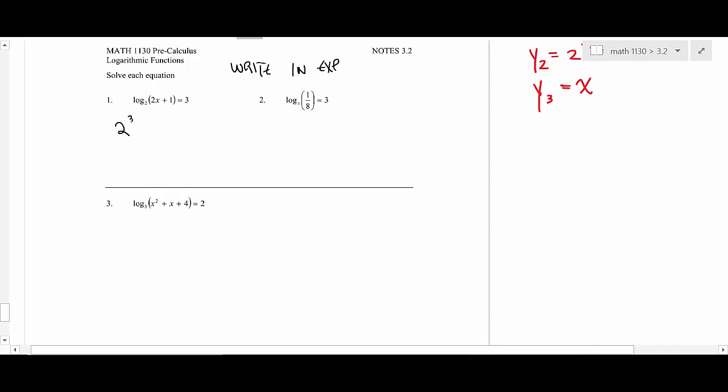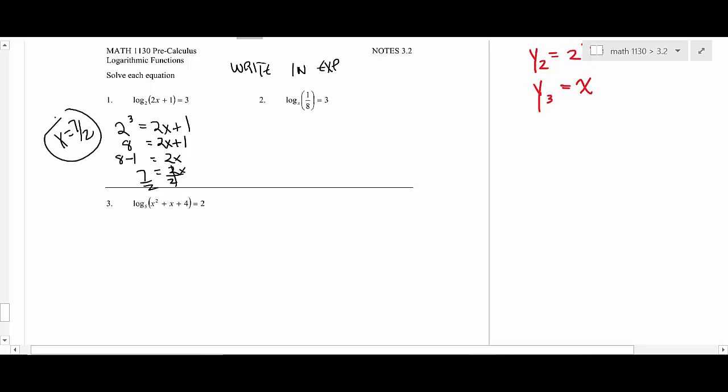2 to the third is equal to 2x plus 1. Solve that equation. That's going to be a super easy equation for you to solve. So that's 8 equals 2x plus 1. Then you could subtract 1 from both sides, or just move the 1 to the other side. So you'd end up having 7 equals 2x. Then if you divide both sides by 2, the answer to that problem is x equals 7/2.